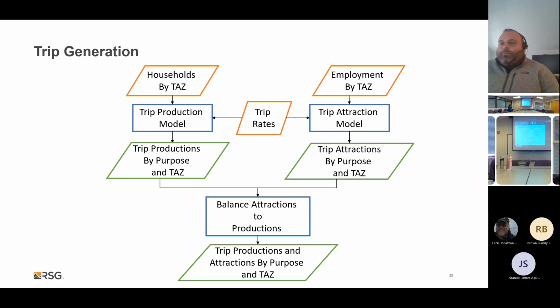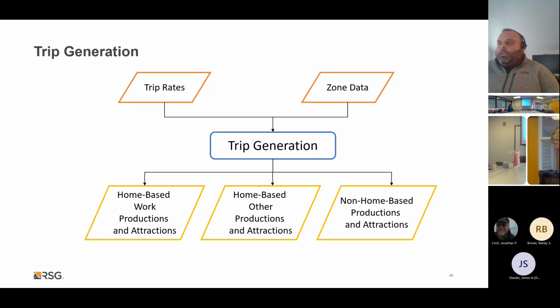And this, again, is a simplistic version of the travel demand model context. There are various different types of trip generation models. There are disaggregate trip generation models. This is an example of an aggregate trip generation model. You can see in here, we take trip generation rates and zone data, it goes into the trip generation model, and then we're essentially producing trip productions and attractions by purpose.